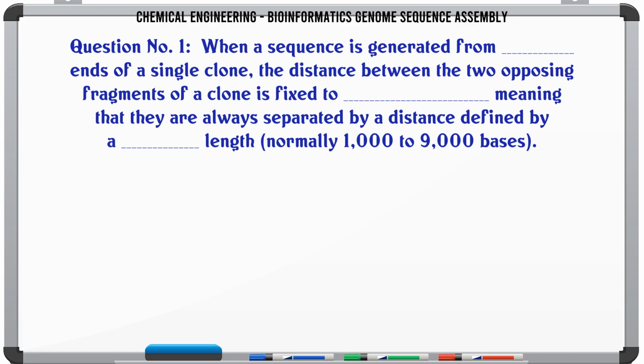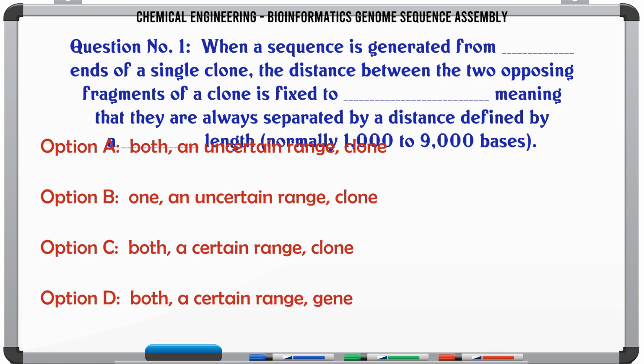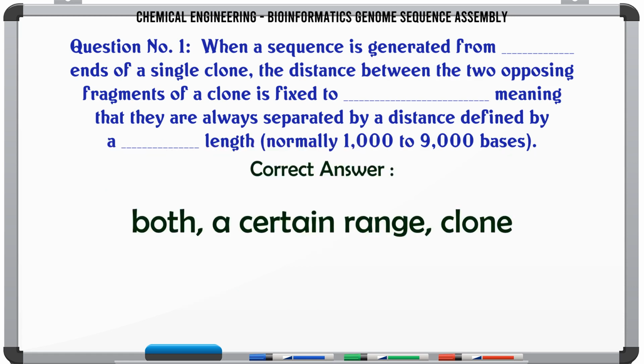When a sequence is generated from ends of a single clone, the distance between the two opposing fragments of a clone is fixed, meaning that they are always separated by a distance defined by a length, normally 1,000 to 9,000 bases. A. Both an uncertain range clone. B. One an uncertain range clone. C. Both a certain range clone. D. Both a certain range gene. The correct answer is both a certain range clone.